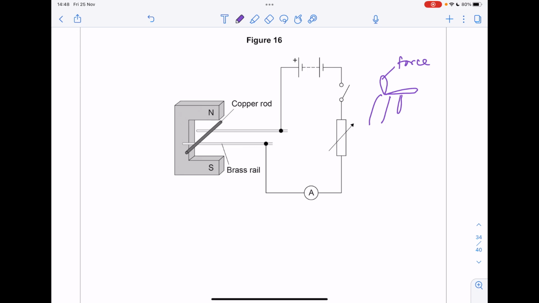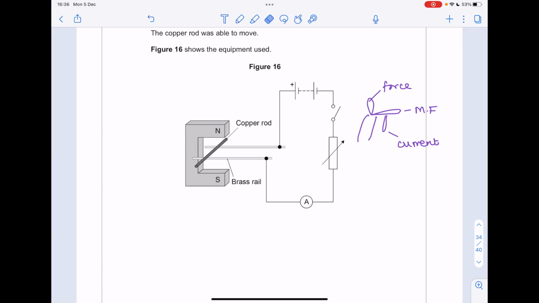Your first finger shows the direction of the magnetic field. The second finger shows the direction of the current. So start by lining up your second finger, your current, that is flowing along the copper rod in this direction, so make sure your second finger is pointing this direction. Then your first finger is pointing north to south, which is showing the direction of the magnetic field. And then you should find out that your thumb is pointing to the right, meaning that the force is acting from left to right.